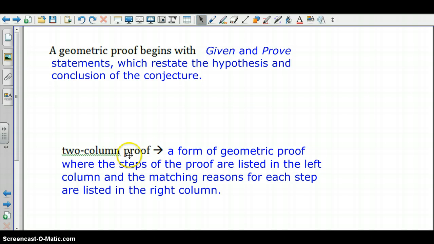A two-column proof is a form of geometric proof where the steps of the proof are listed in the left column, or the statements, and the matching reasons for each step are listed in the right column.